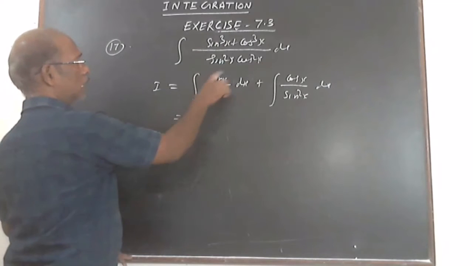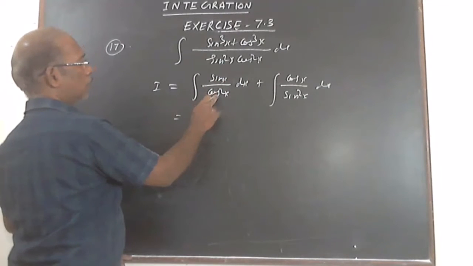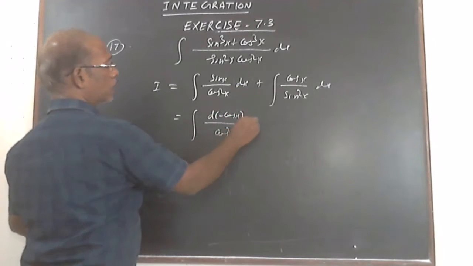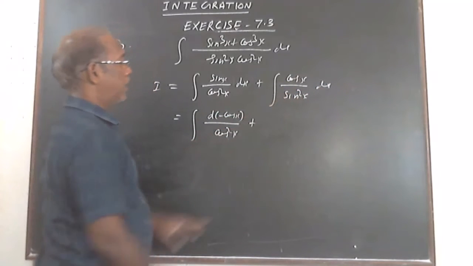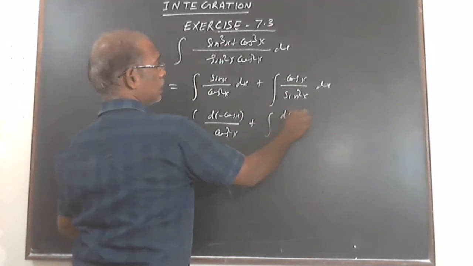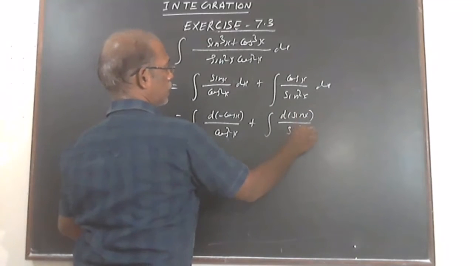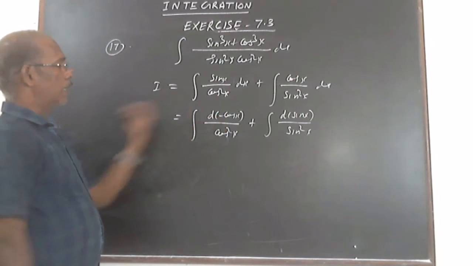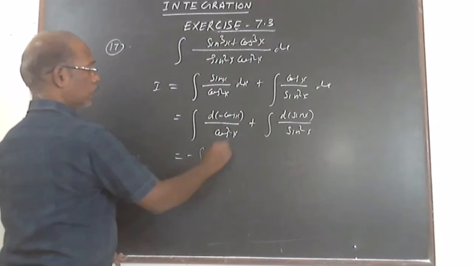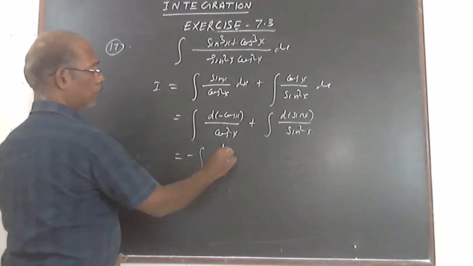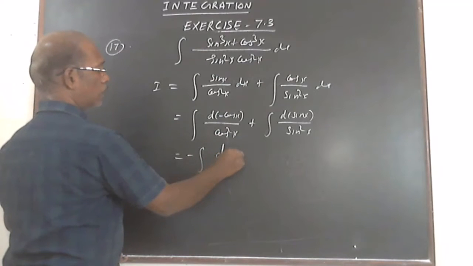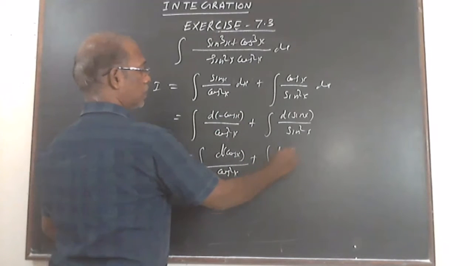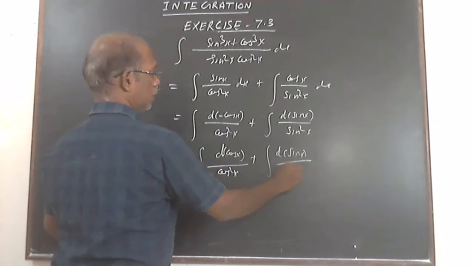Let us write sin x dx as the derivative of minus cos x, d of minus cos x, divided by cos square x. And cos x dx is the derivative of sin x, d of sin x, by sin square x. Dear student, within the differential portion, the constant factor can be taken out: minus the integral of d(cos x) by cos square x, where cos x is the variable, plus d(sin x) by sin square x, where sin x is the variable.